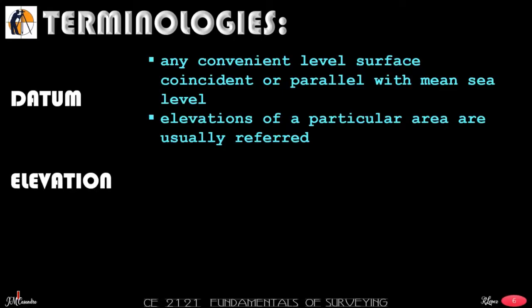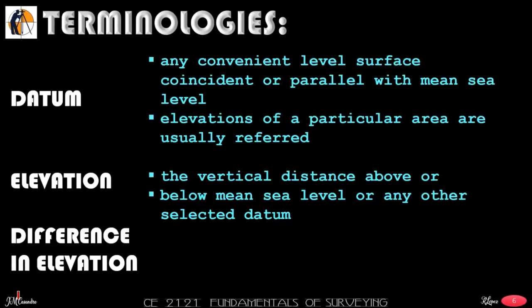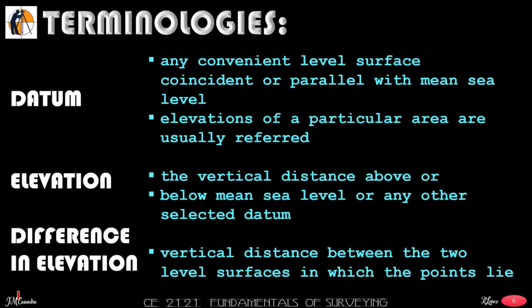Next, we have your elevation. This is the vertical distance above or below mean sea level or any other selected datum. Next, we have your difference in elevation. This is simply the vertical distance between the two level surfaces in which the points lie. This is simply computed as the difference of the elevation of one point and a second point, or elevation 1 minus elevation 2.